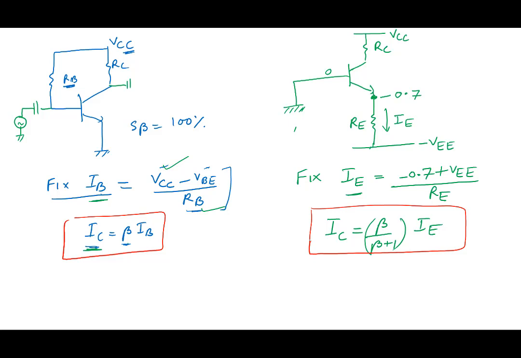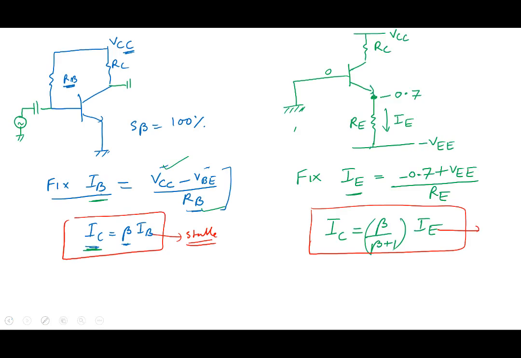Now note that IB is stable. IB is not varying. In this case, IE is stable. There's no beta here. First order, there's no beta. Okay? IE is stable. So let's look at the stability of IC. Here, for example, let's say beta goes from 100 to 200. IC will then go from, let's say, 1 milliampere to 2 milliamperes. Look at the variation. Beta doubles, IC doubles, right?